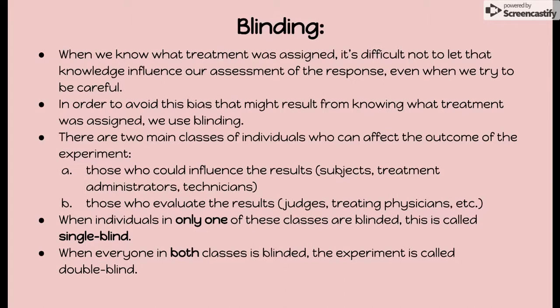So when individuals in only one class are blinded, this is called single blind. Either the subjects are blinded or the experimenters are blinded, only one of those, that is called a single blind. Compared to when everyone, so in both cases they are blinded, the experiment is called a double blind. It's pretty self-explanatory. If one class is being blinded, then it's single blind. If both classes, so nobody knows what the treatment is, it's just random, then it is called a double blind.